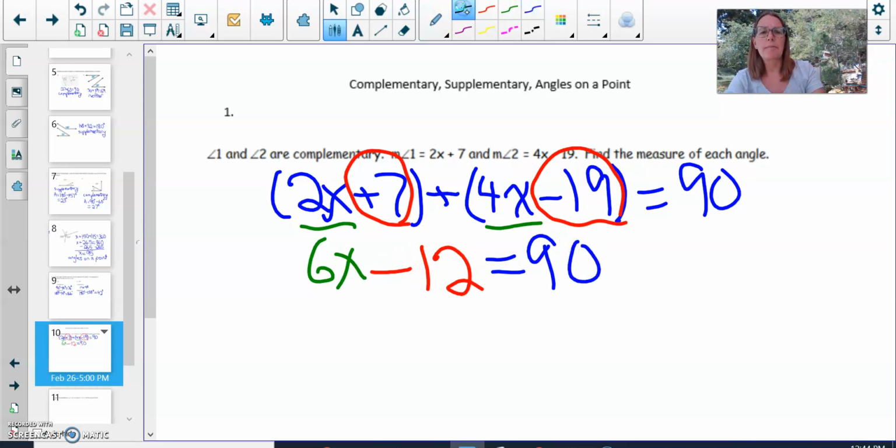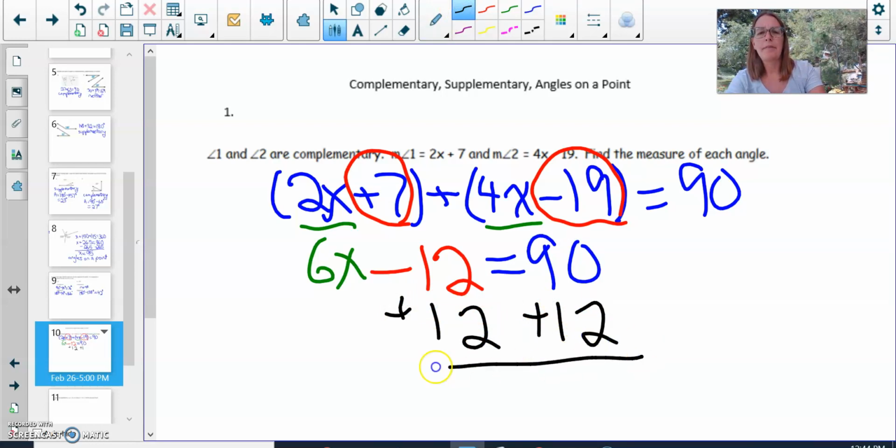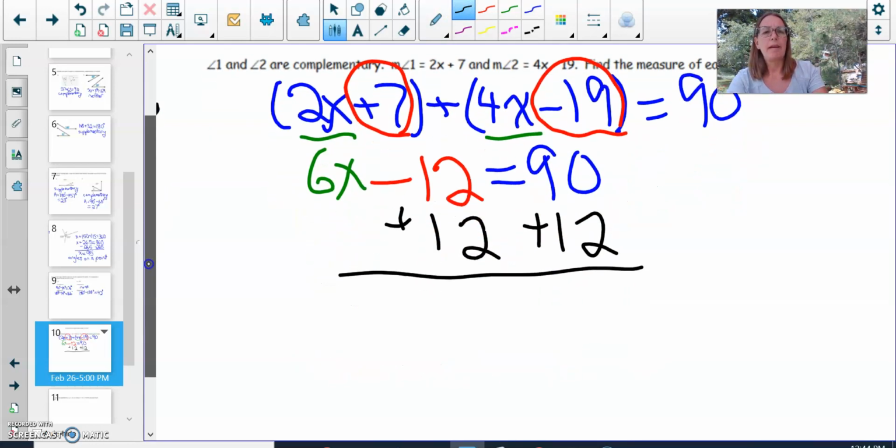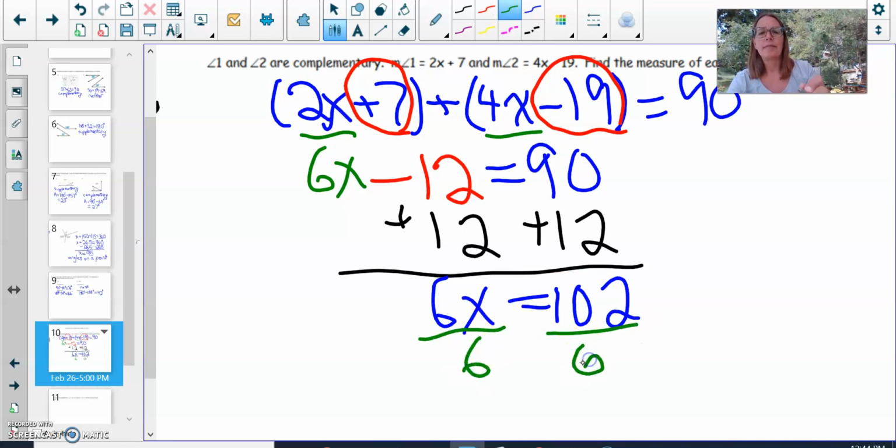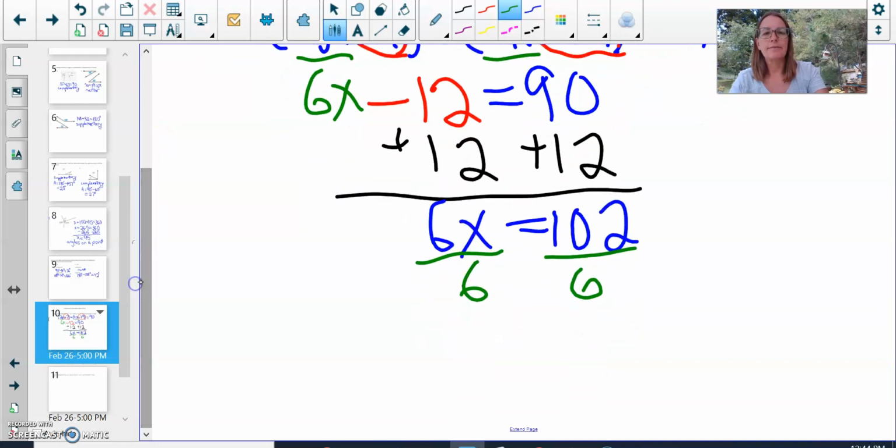Now I can start doing my inverse work. I'm going to add 12 to each side. My equation becomes 6x equals 102. My last inverse, divide by 6. Use my calculator to divide it out. I get the value of x is 17.